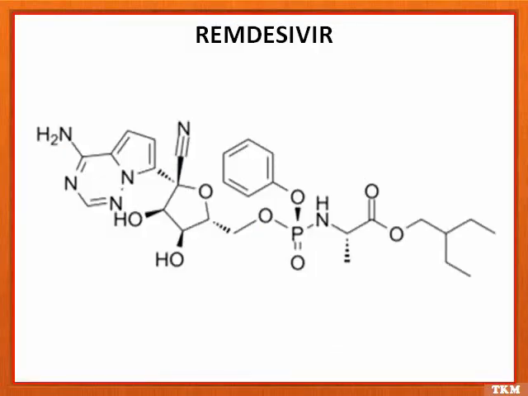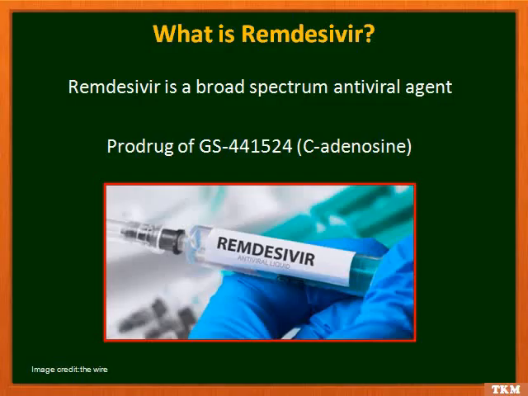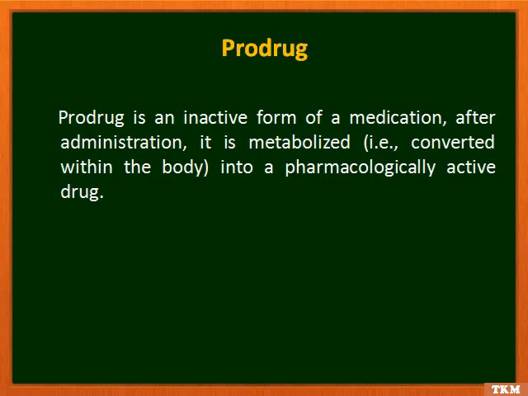This is the chemical structure of Remdesivir. It is a broad spectrum antiviral agent. It is a prodrug of GS441524, that is adenosine. So for that we need to understand what we mean by a prodrug.